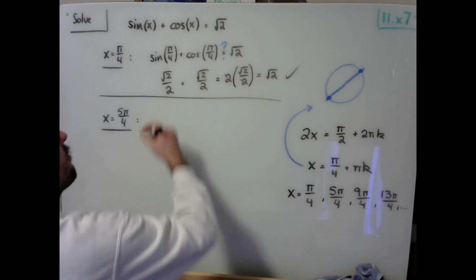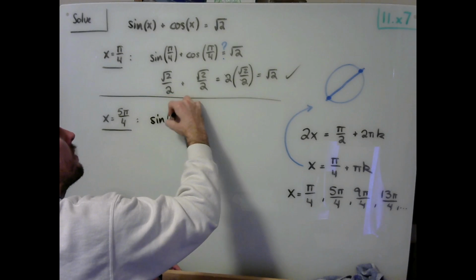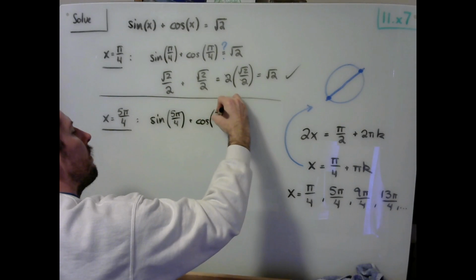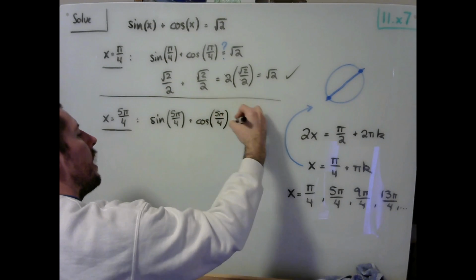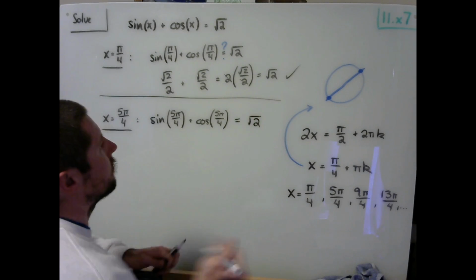When I do 5 pi fourths, I'm going to check my solution by plugging it in. Sine of 5 pi fourths plus cosine of 5 pi fourths. And we're asking the question, is this the same thing as root 2?